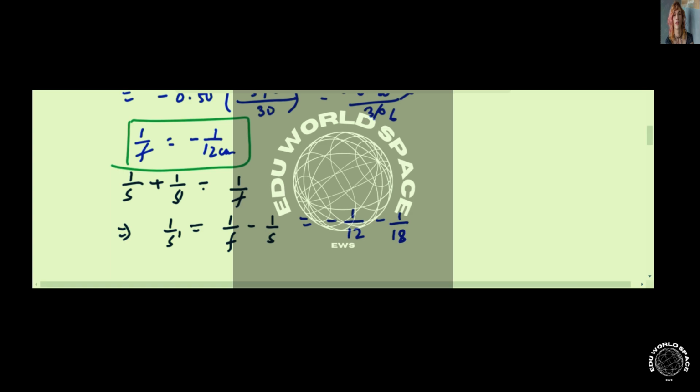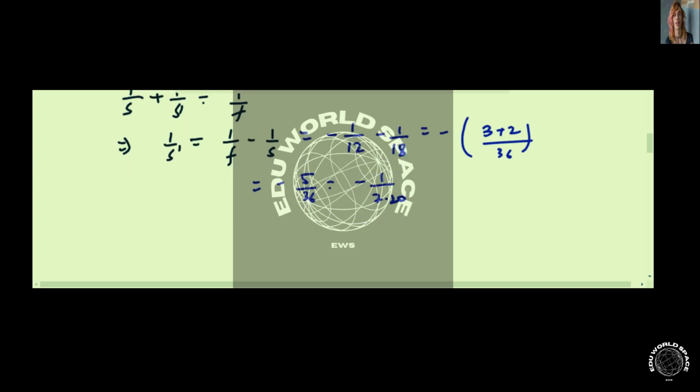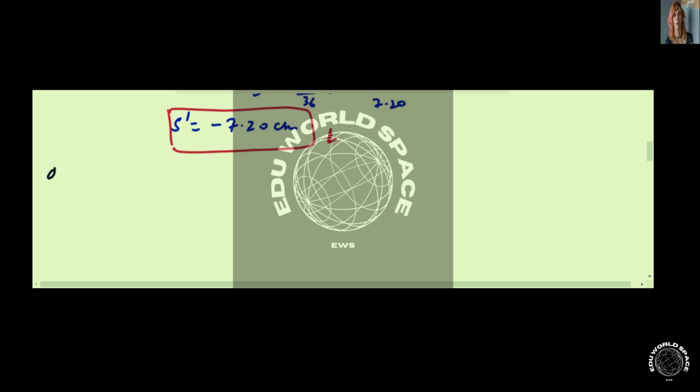So let us calculate. Let us take minus as common. It will be LCM 36, 3 plus 2, which means this is minus 5 by 36. So minus 1 by 7.20. So s dash, that is distance of the image, will be minus 7.20. So image is to the left because this is negative. Now comes part D.